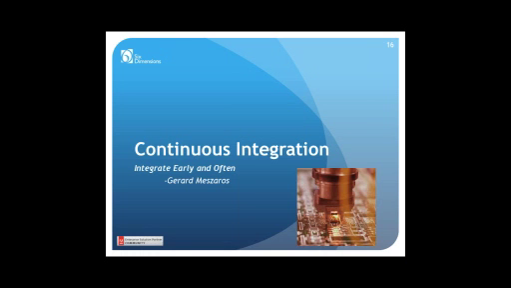Okay, so talking about continuous integration. Again, integrate early and integrate often.